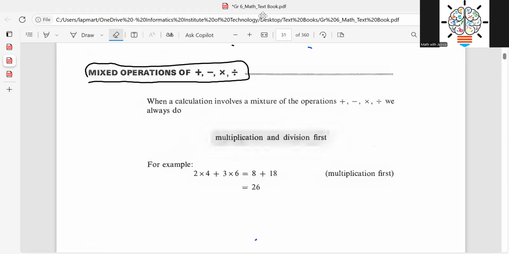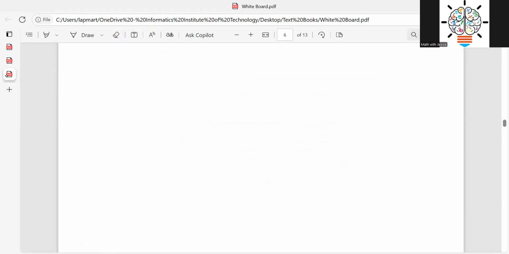But now I'm going to show you, if you have addition, subtraction, multiplication, division, everything together, how we are going to prioritize these. I'll tell you a simple example. Before that, I'll tell you there is a concept called BODMAS.